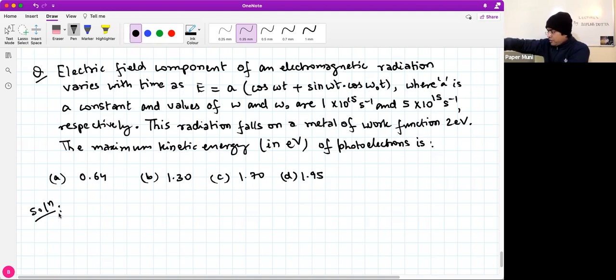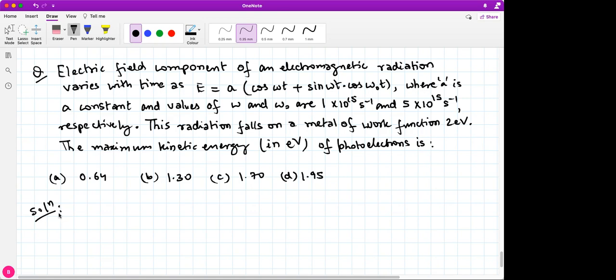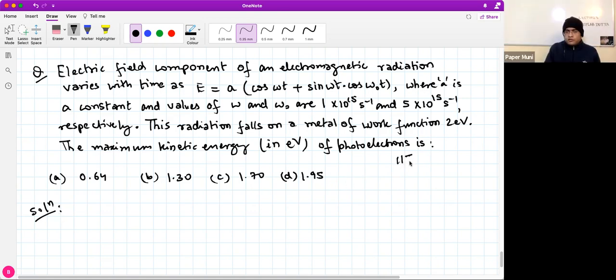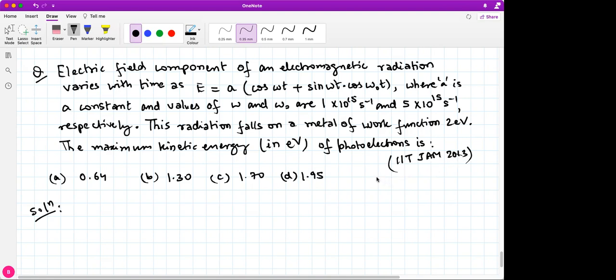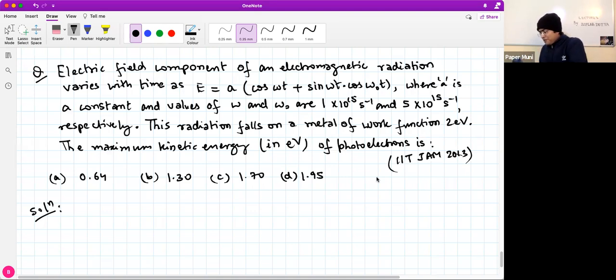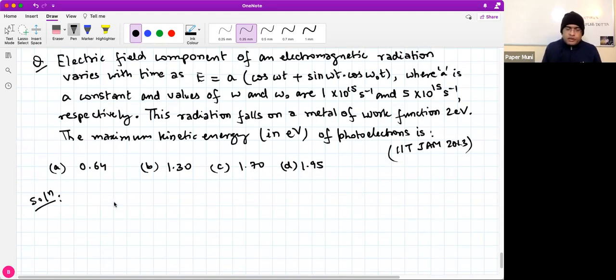So how will you do it? How many frequencies do you have here? This is a problem from JAM 2013. So how many frequencies are there? Two frequencies? I'm sorry to say you are incorrect. Is this electric field written in terms of superposition? There is of course a superposition, but the second term contains a product. So you have to get rid of that product to see the actual number of frequencies available.